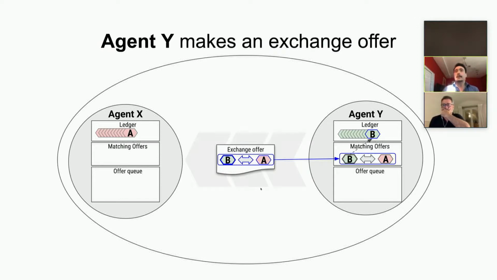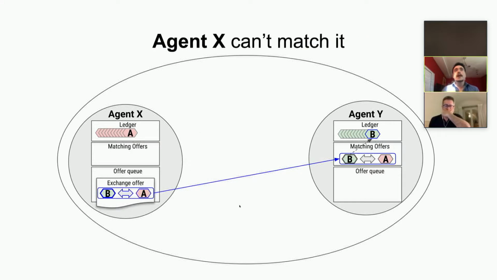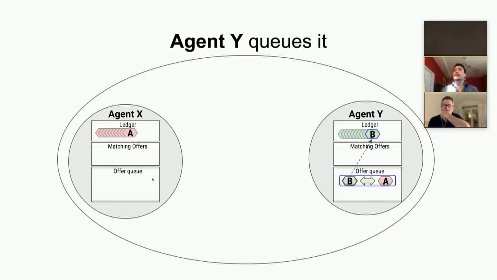In this case, agent B makes an exchange offer of a token B for a token A that another trader may have an offer for. As the offer traverses the network, the recipient, in this case agent X, will iterate through its offer queue and try to find a match. If it doesn't find a match, it cannot fulfill it, and the offer will keep propagating to the agents. In this case, agent Y queues it. What is important to notice here is that agent Y has its own private state, and it owns and maintains it.